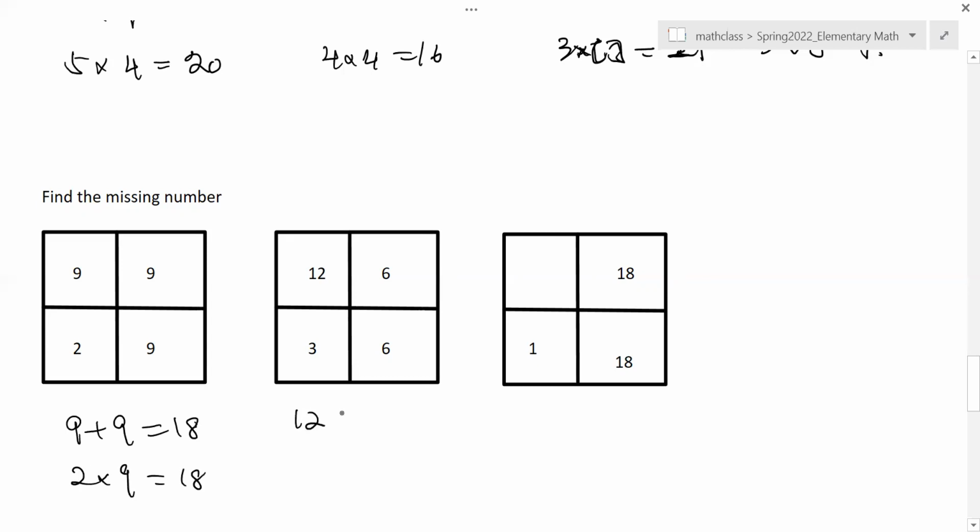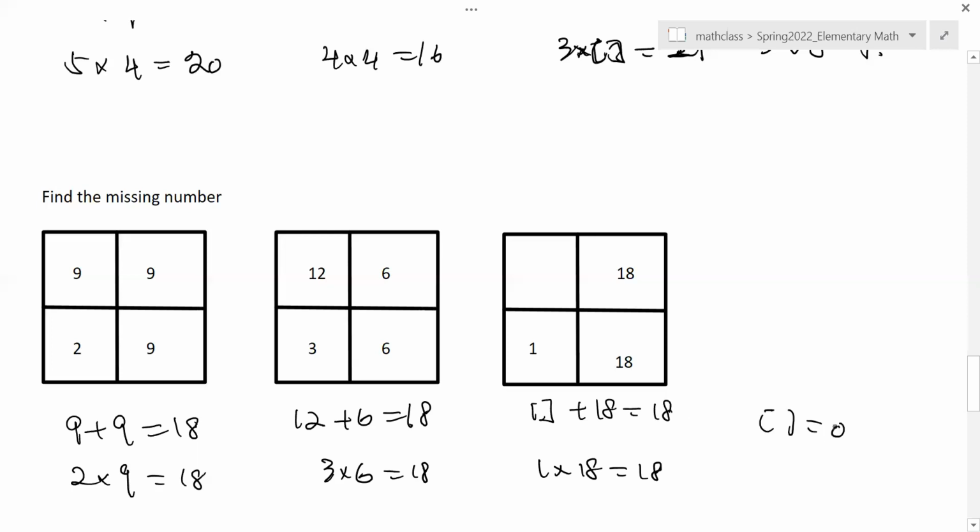So the second number in the second square: 12 plus 6 is going to be 18, and 3 times 6 is going to be 18. So 1 times 18 is going to be 18, and that number plus 18 should be equal to 18 too. So that number must be 0. Okay, great.